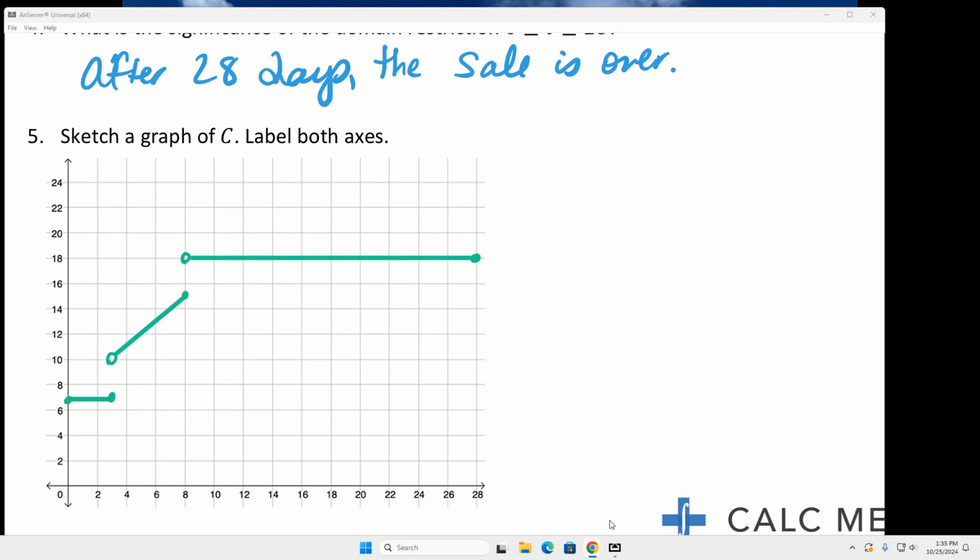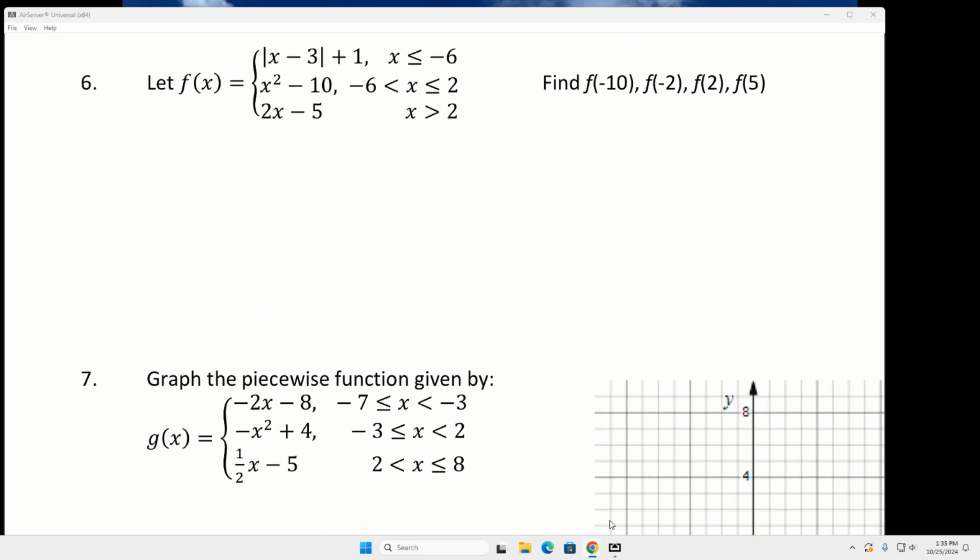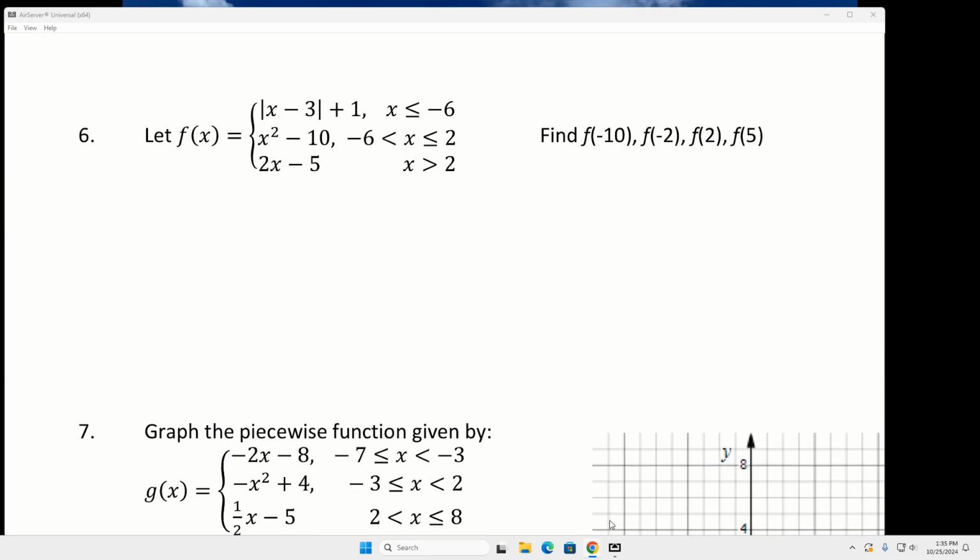Alright. Any questions so far? Piecewise functions are very time consuming to graph. Alright, so the next one we're not going to graph, we're just going to evaluate it.